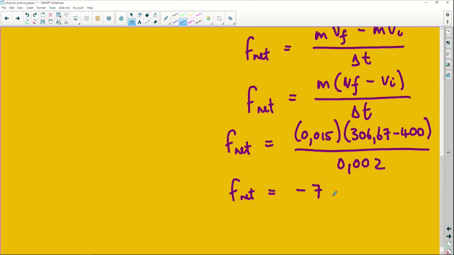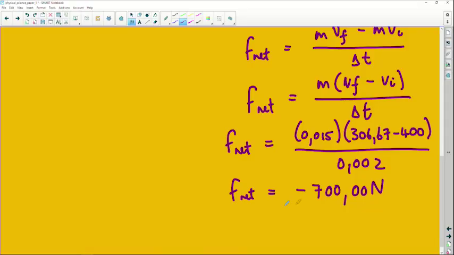Right, so we use our calculators to calculate the net force which acts on the bullet, and we get negative 700.00 newtons. Now remember, we chose east as our positive direction, so we got a negative value here, and that kind of makes sense because the net force on the bullet is going to slow it down.